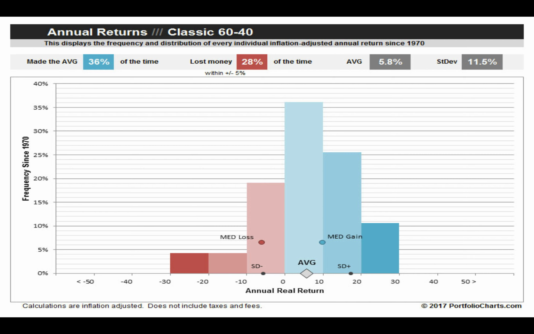And basically, the idea of the Larry portfolio is we have all these big losses in returns here, and we have a fairly wide bell curve here.